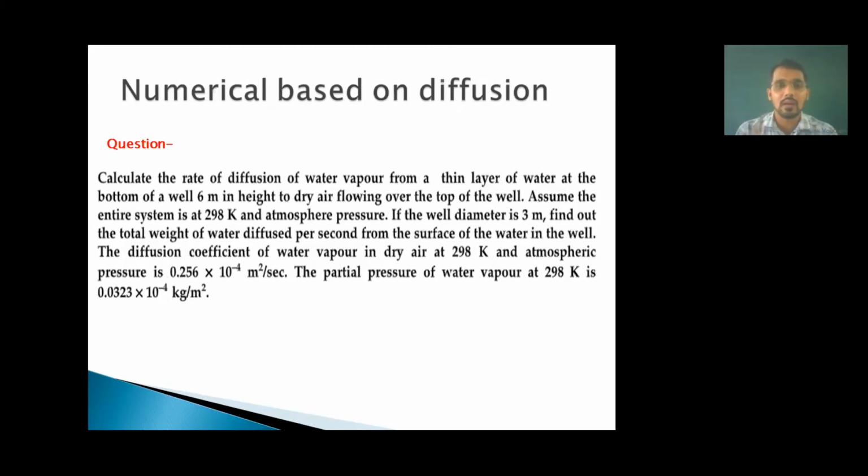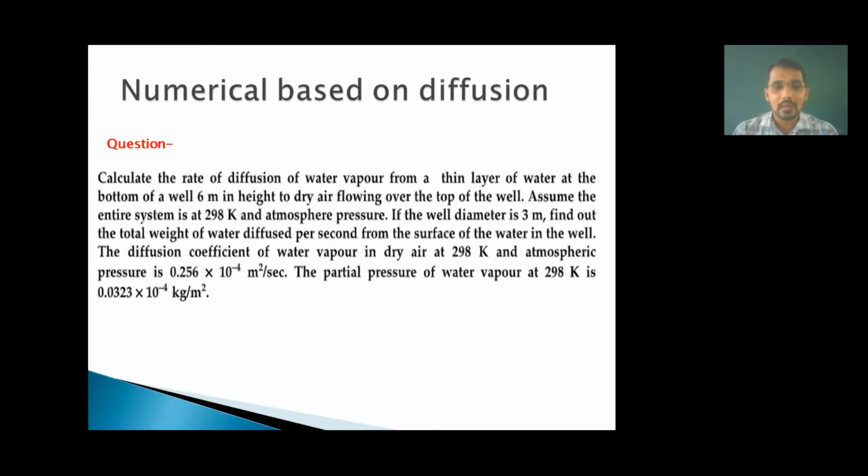Here, dry air is a stagnant film. It means diffusion of water vapor into the dry air is taking place, and DAB, the diffusion coefficient of component A into B, is given as 0.256 into 10 raised to minus 4 meter square per second. After that, the partial pressure of water vapor at 298 Kelvin is given as 0.0323 into 10 raised to minus 4 kg per meter square. This is PA1 bar.